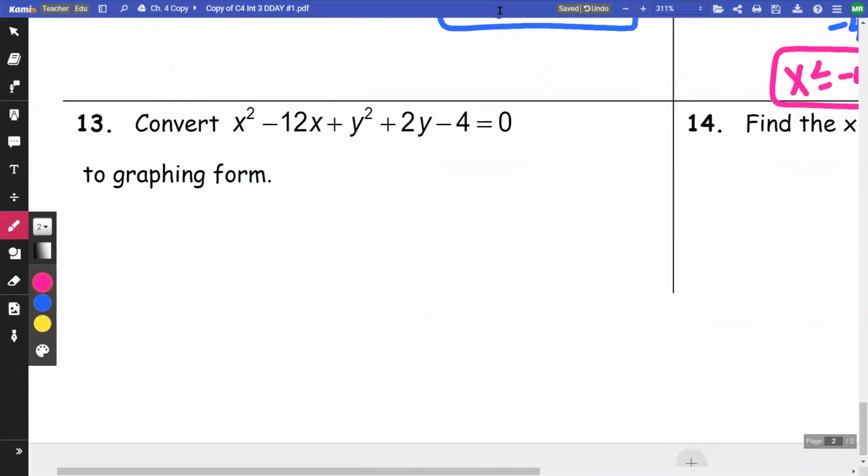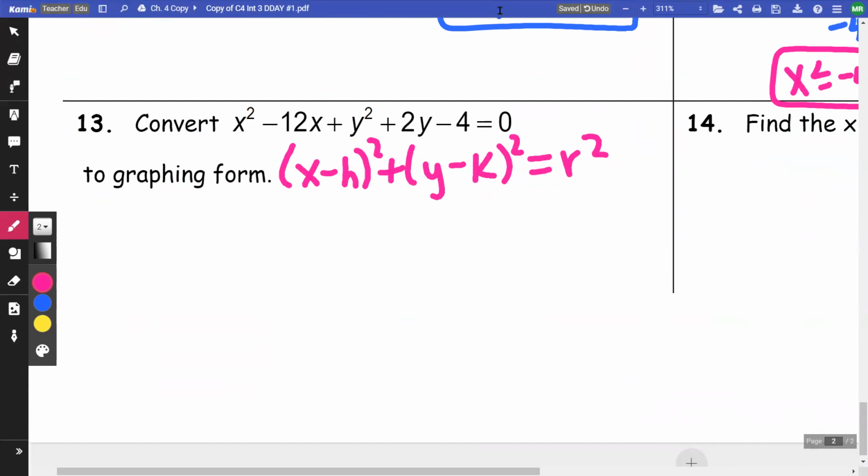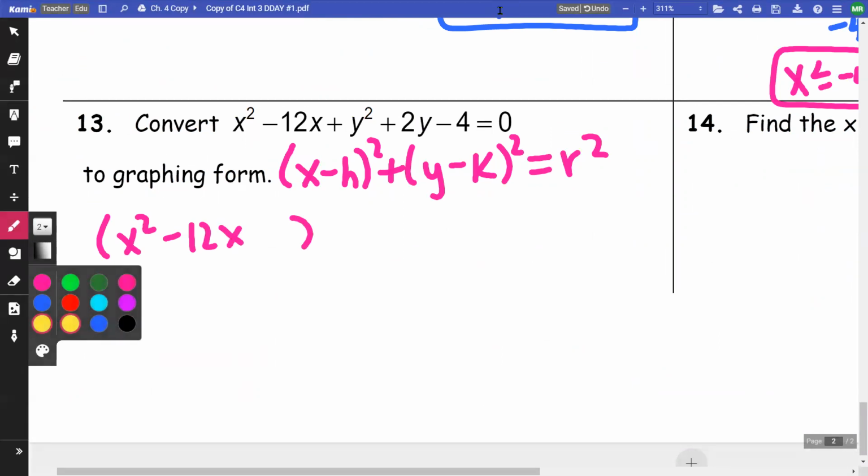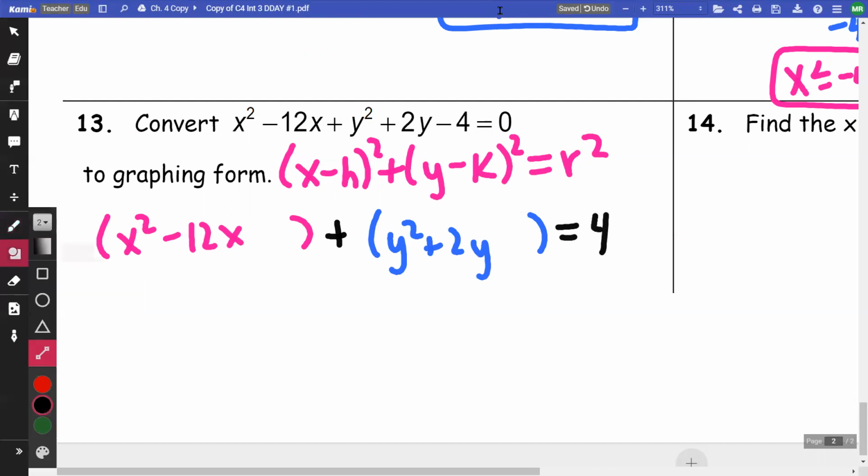On number 12, this with an x squared and a y squared is going to be a circle. So I'm trying to get it to look like this: x minus h squared plus y minus k squared equals some number, which is really your radius squared. So I'm going to get my x's together, leave myself some space. I am going to get my y's together. So y squared plus 2y, leave myself a blank, equals, and I'm going to take the 4 to the other side. So I got 4.